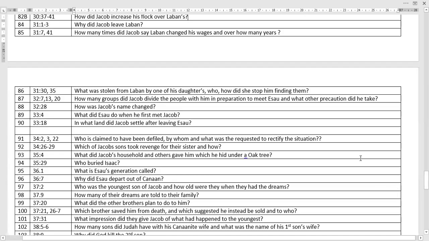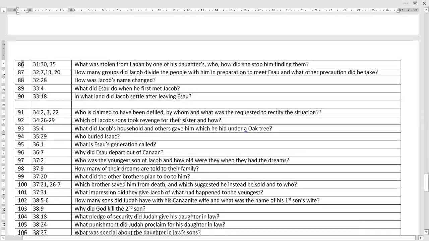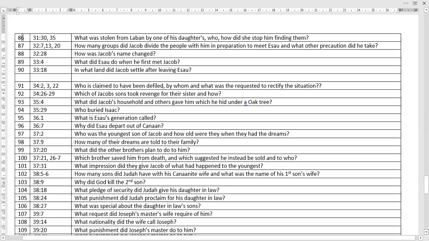Right, on to question 86. What was stolen from Laban by one of his daughters? How did she stop him finding it? Well, she stole his gods. I just brought this out to show you that they were pagan worshippers, idol worshippers. All this group of people that Jacob got were Gentile, pagan, idol worshippers. Nothing special, but God changed them into the nation of Israel. That is my point with this question. We can read a story of how she did. She pretended she was on her period. She sat in the basket where she hid it, and it wasn't found.